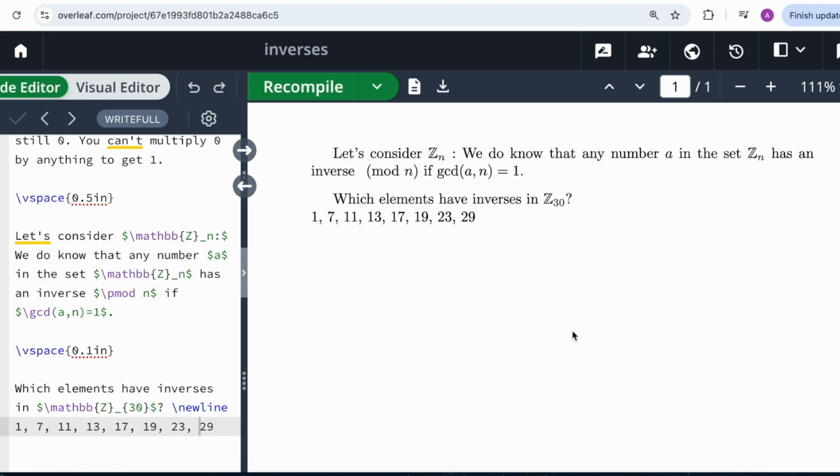I know in this case they all ended up being prime numbers. That's not always going to be the case. It's partly due to my construction where I chose 30 because it was 2 times 3 times 5, so I chose it to be the product of the 3 smallest primes so that it would have a lot of things that it has factors in common with. So these are the elements that have inverses in Z30.